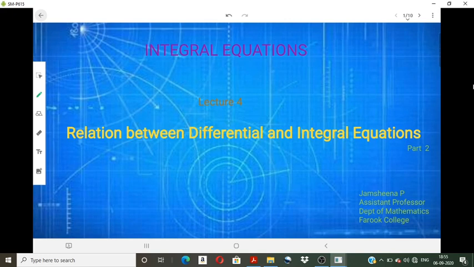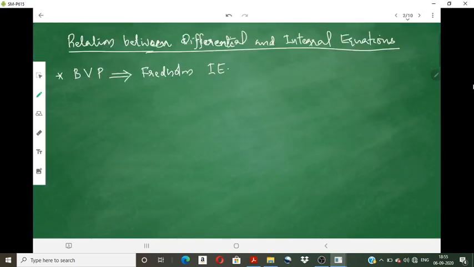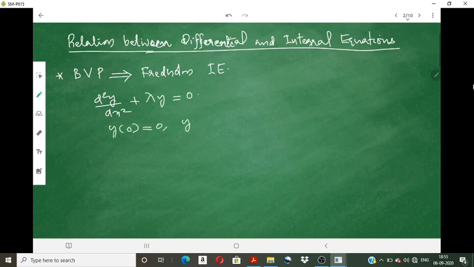Okay, so let's consider a boundary value problem. Boundary value problem means a differential equation with boundary conditions given. That means the conditions prescribed on both the endpoints. So consider a simple boundary value problem d square y by dx square plus lambda y equal to 0 with the boundary conditions y of 0 equal to 0 and at the end point y of L is equal to 0. Let this be equation number 1.